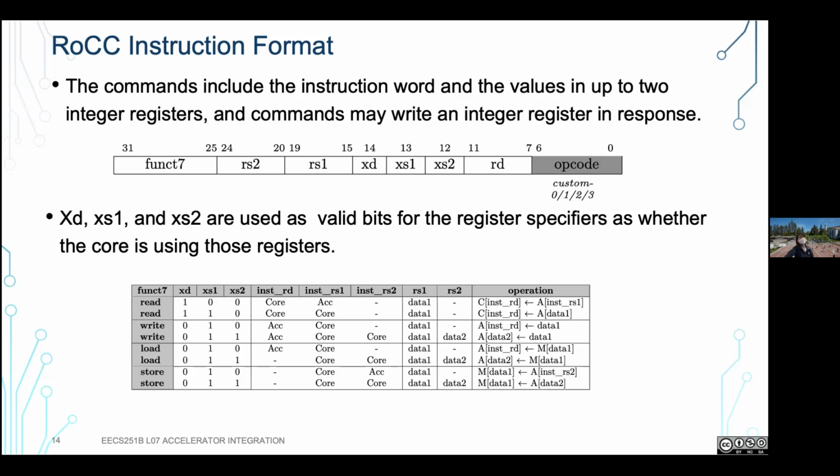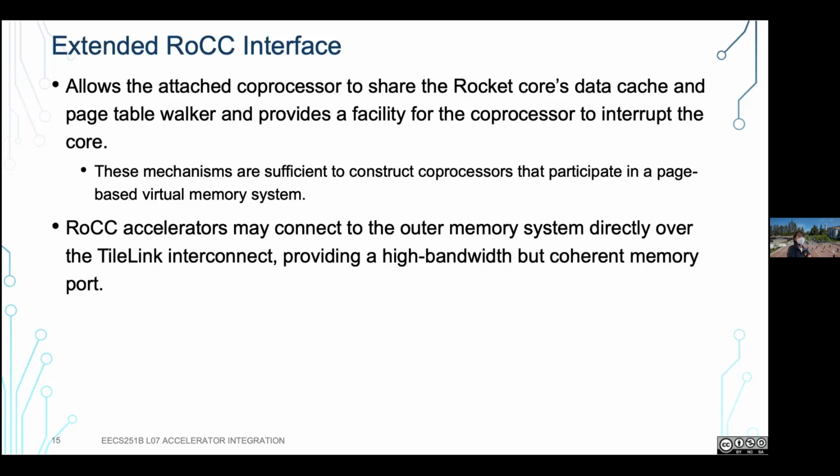A fun exercise would be to take something simple, like your SHA-3 and maybe another compute-intensive module like a GCD module, and think about how, if you want to use it as a tightly coupled accelerator, you would design your RoCC instruction format to offload computation onto the accelerator. So those are the base interface.